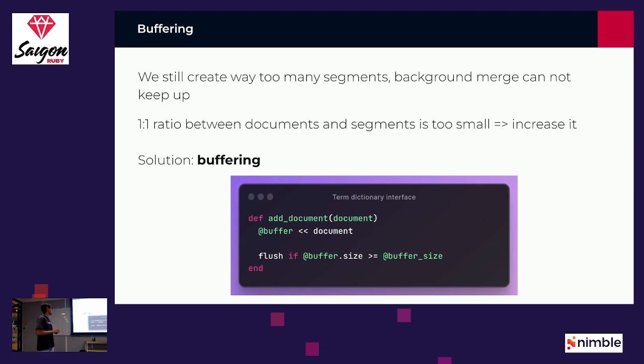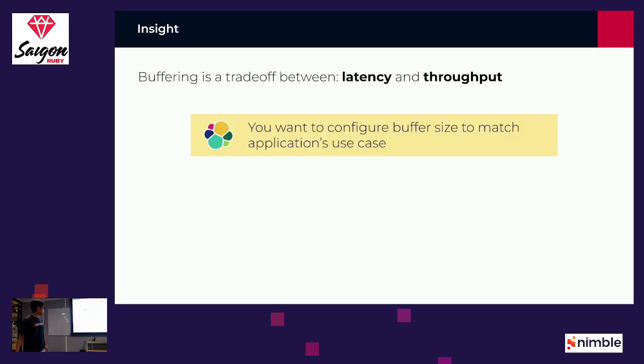Okay, so the solution is as easy as buffering. Instead of writing every time you receive a document, you shove it into an array. Then once it exceeds a certain size, I set the size here to be 256, we flush all of them together. It's just as simple as this.